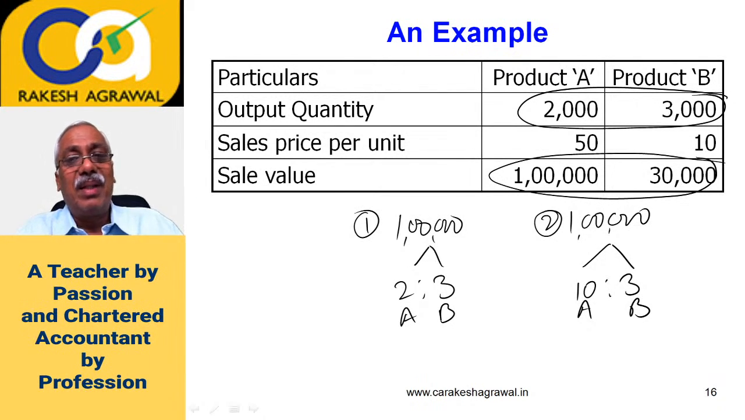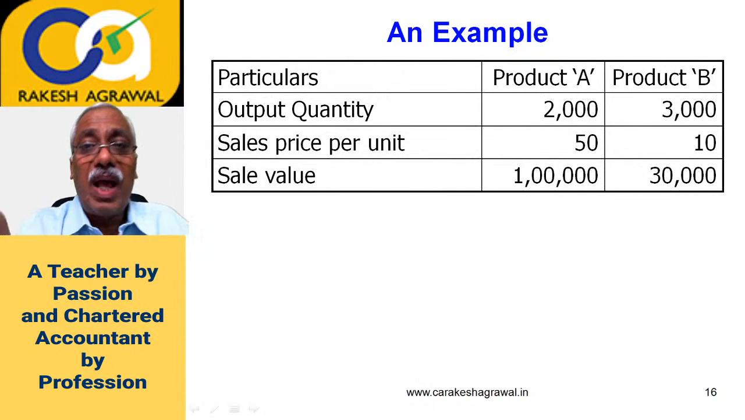But in the second method, that is the sale value method, the apportionment will be logical. A product which generates higher revenue can bear a higher burden of cost. So product A is generating higher revenue, that is 1 lakh, as compared to product B, only 30,000. So the cost will be distributed in the ratio of revenue. So the more the revenue, the more will be the burden of cost, because cost is adjusted against revenue only. And therefore the sale value method is considered to be more logical as compared to the output method.